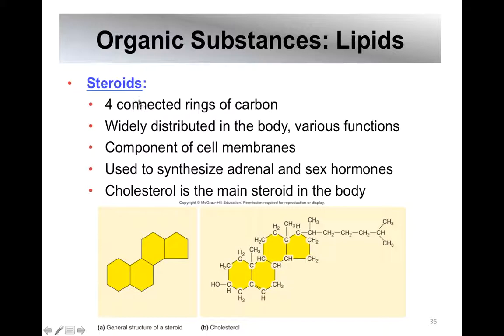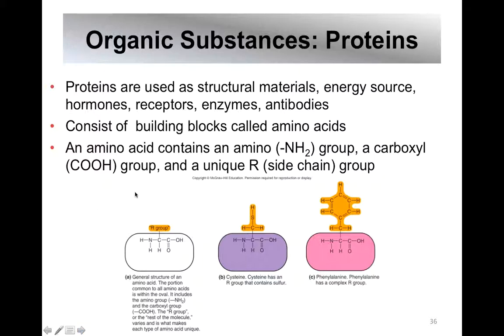Steroids do important things in our body as far as hormones and helping to make up our cell membrane, but we need steroids for our sex hormones, so testosterone, estrogen, progesterone.